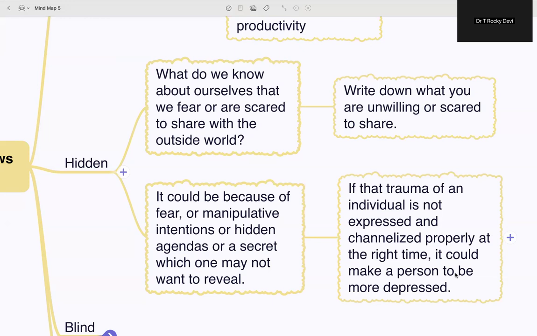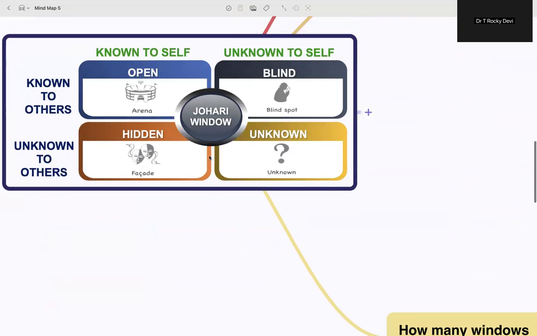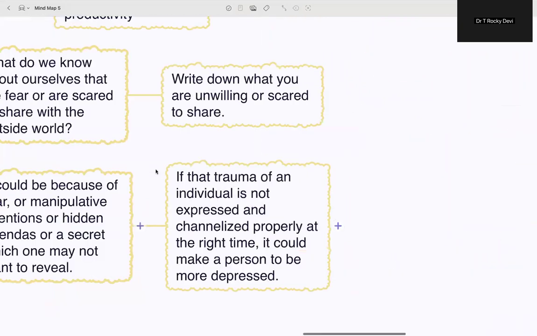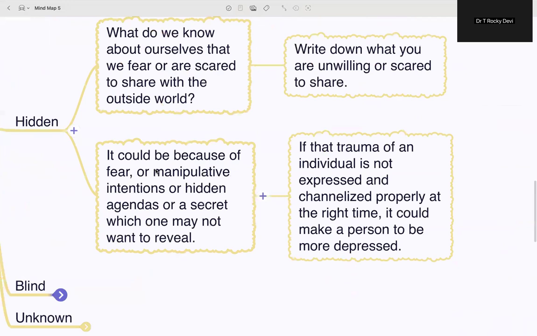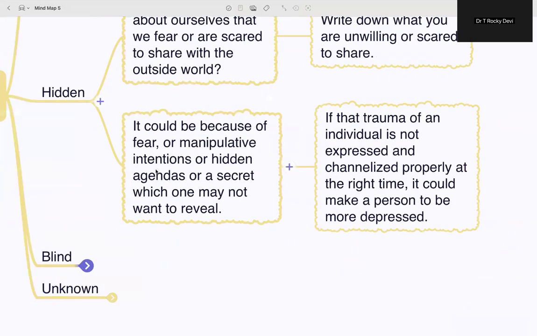So it is always good that you should make your hidden window, out of these four windows, as small as possible. You should not hide. See, when you start hiding, you can be vulnerable. When you are vulnerable about your experiences, people will trust you more than when you try to be good in front of others, saying I'm like this and I'm like that. Every one of us has a certain area of personality which we might be shy or fearful about, and the more you become vulnerable, people will trust you. So the hidden window should be made smaller.